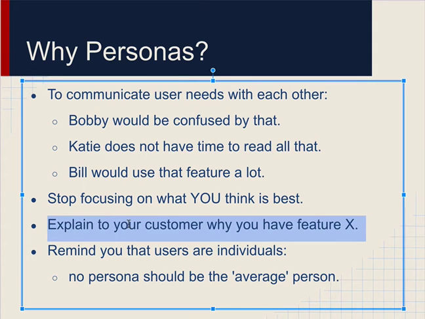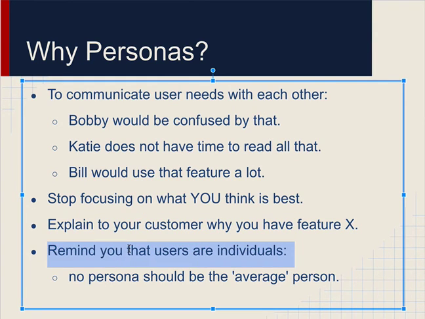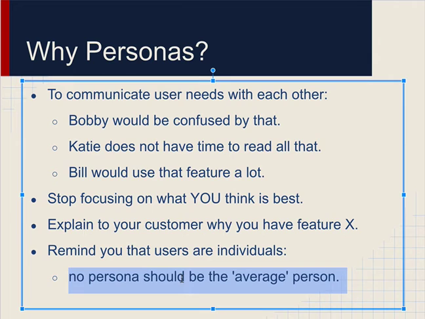You can also use it to explain to your customer why you have a particular feature, right? You say, oh, well, Bobby would like this feature. And he will understand that that means there'll be all these people who will buy the product because they find it useful. And so we remind you that users are individuals, right? None of the personas should be like an average, sort of bland, average height, average everything. They should have an interest or something that separates them. There should be an actual person to remind you that everybody's different and there is no average.